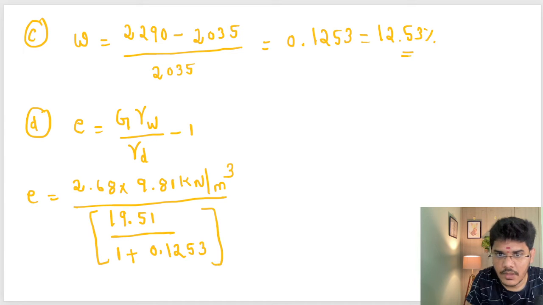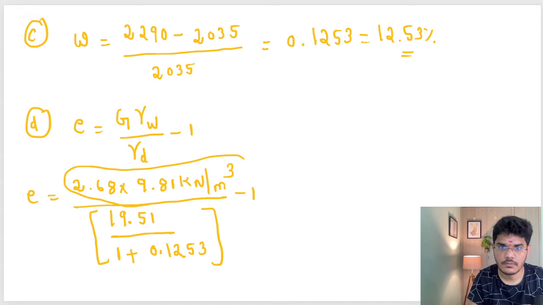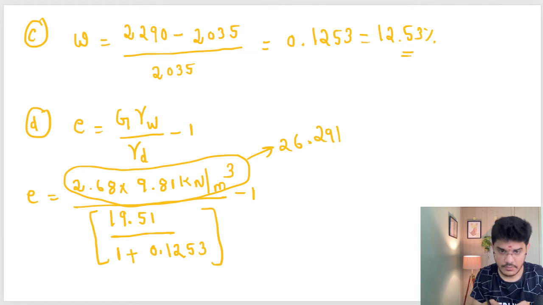0.1253. So this is nothing but the formula gamma D is equal to gamma B by 1 plus W. That is what we have done here. 2.68 into 9.81, so 26.29. This upper value is 26.291. And 19.51 divided by 1 plus 0.1253. So this value is 17.337.